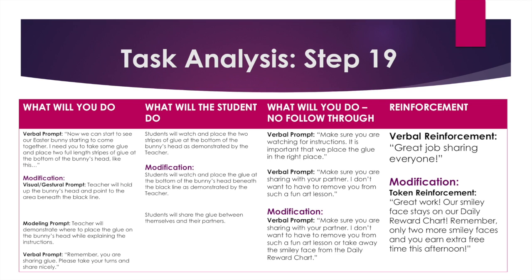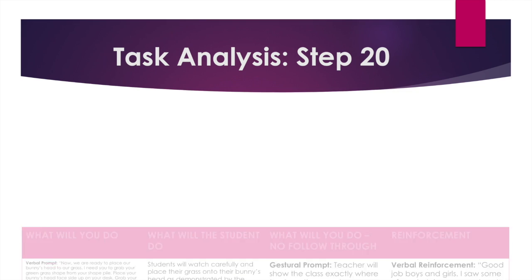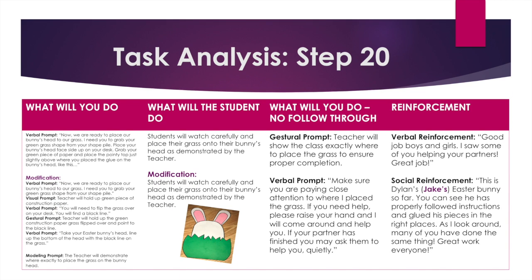Step 20. Now we are ready to place our bunny's head to our grass. I need you to grab your green grass shape from your shapes pile. Place your bunny's head face side up on your desk. Grab your green piece of paper and place the pointy top slightly above where you place the glue on the bunny's head like this. Modifications for students with disabilities.